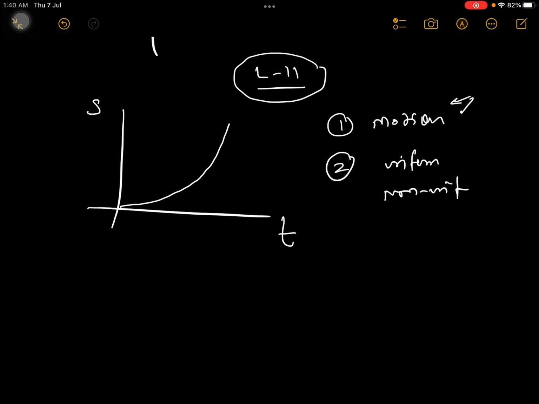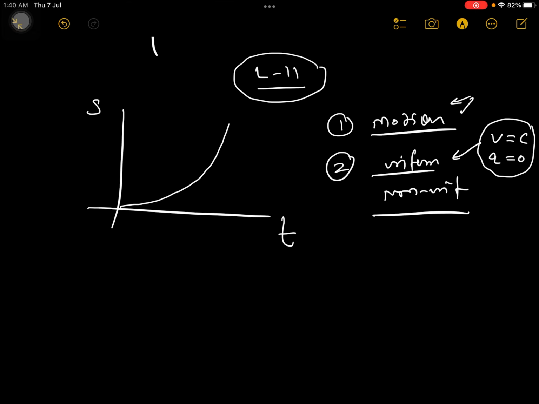Okay. So first you have to check motion is there or not. After that, uniform or non-uniform motion. Now you have to understand, if motion is uniform, then you must get velocity constant. Okay, it means acceleration 0. How do you know your acceleration is 0? How do you know your velocity is constant?